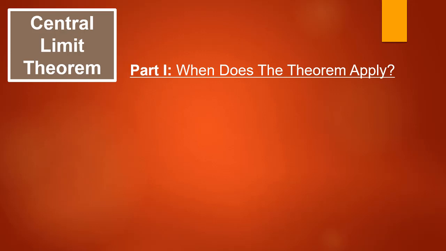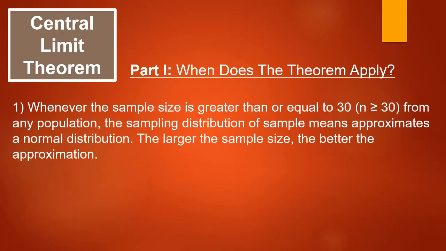So the first condition is whenever the sample size is greater than or equal to 30 from any population, the sampling distribution of sample means approximates a normal distribution. And the larger the sample size, the better that approximation is. So bigger samples are better, right? We've seen that small samples can skew results. Big samples get us values that are way closer to the true values.